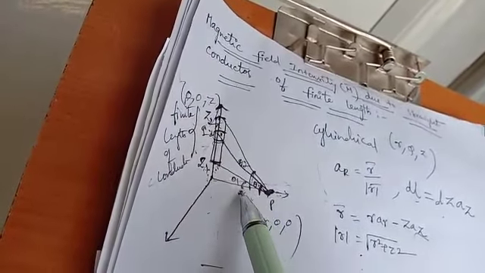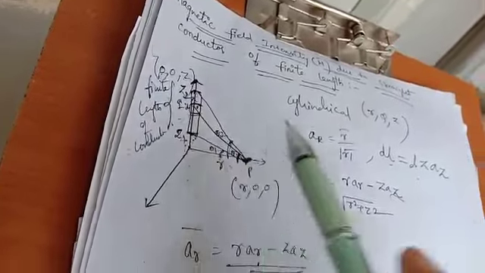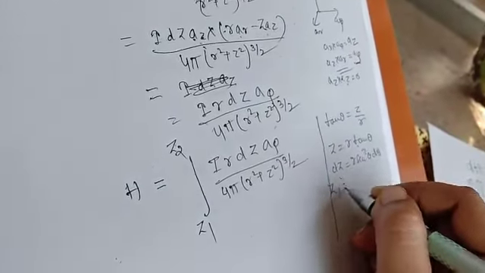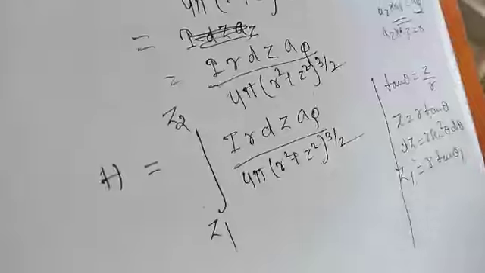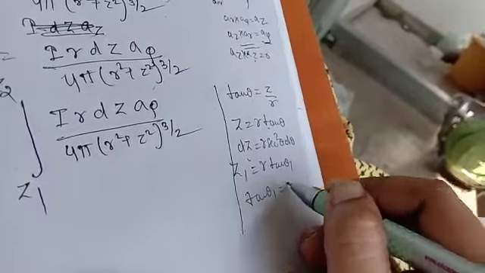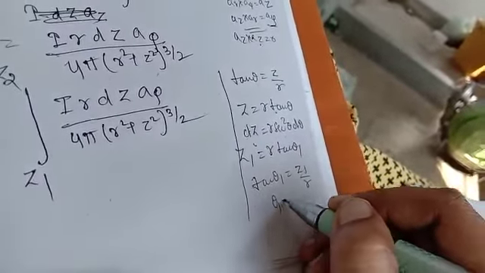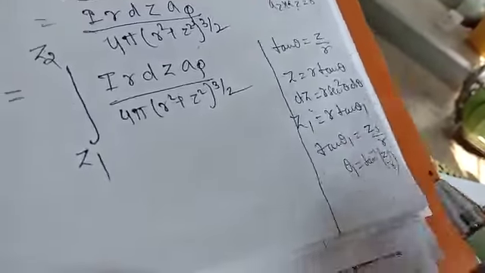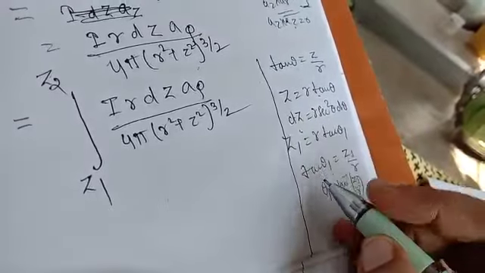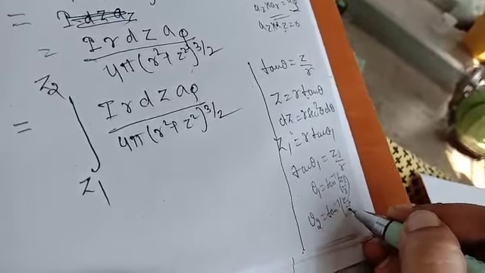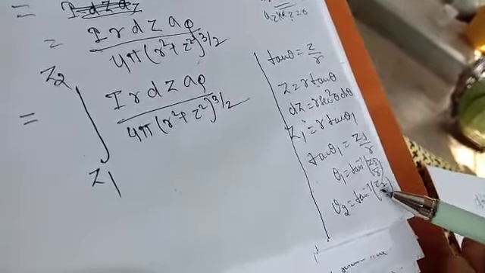From z1 to point P the angle is theta 1, and from z2 to point P the angle is theta 2. So here we can write z1 equal to r tan theta 1. So then tan theta 1 is equal to z1 by r, or theta 1 is equal to tan inverse of z1 by r. Similarly, you can write z2 is equal to r tan theta 2, or theta 2 is equal to tan inverse of z2 by r. So now, instead of z1 and z2, you can substitute the limits as theta 1 and theta 2.